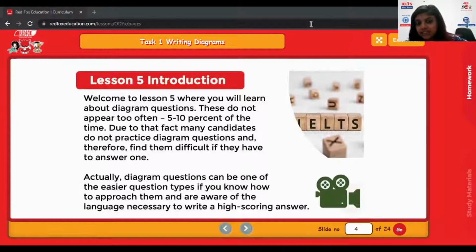Does nobody know or is everybody shy? You can type it in the chat box. Okay, I have quite a shy audience today.